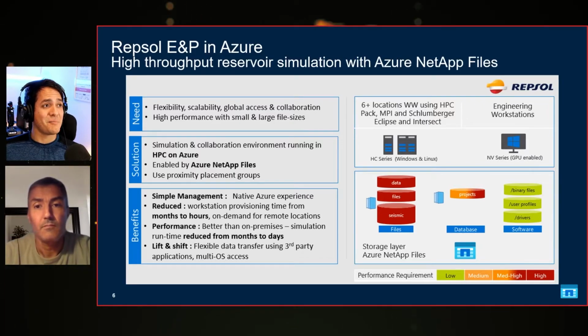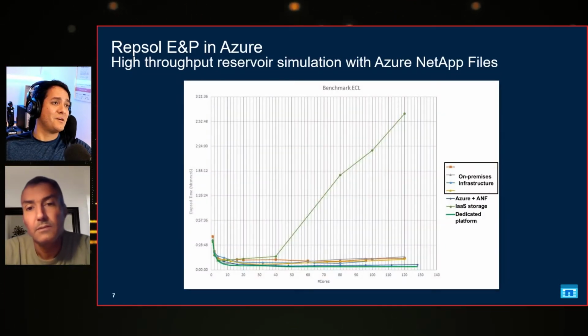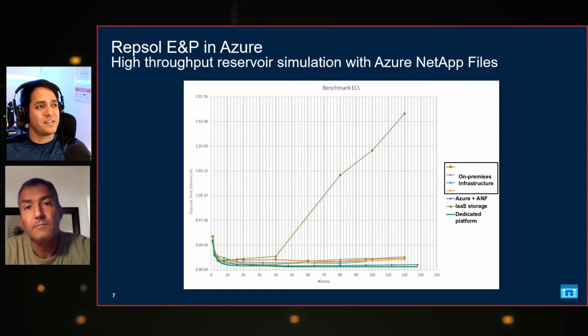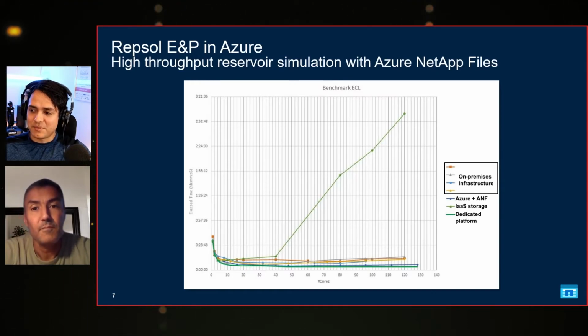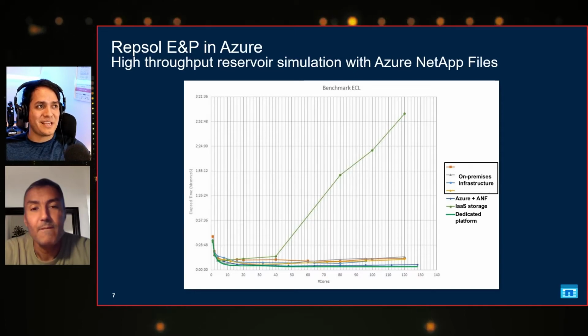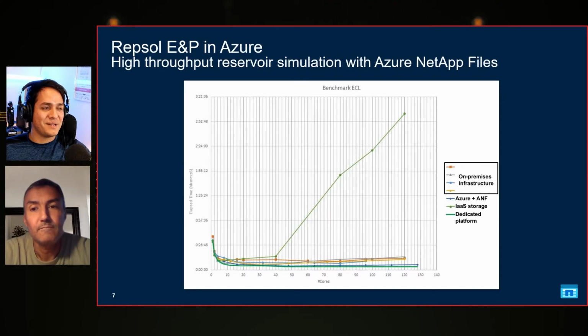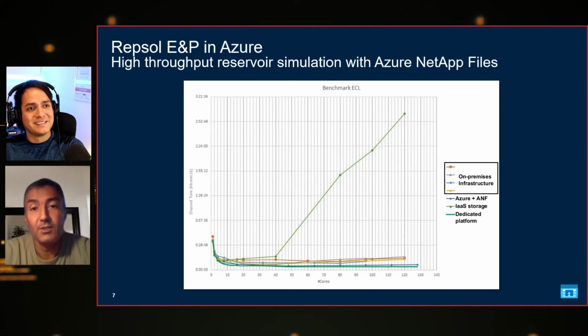Yeah, I remember this one. This was a big early win for Azure NetApp Files. I remember Repsol and Juan actually saying, "Hey, listen, we don't think we can run this in Azure, full stop, right?" So take us through how we wowed them and proved them wrong. Exactly, and that's what you can see here.